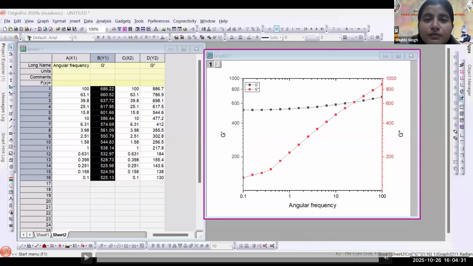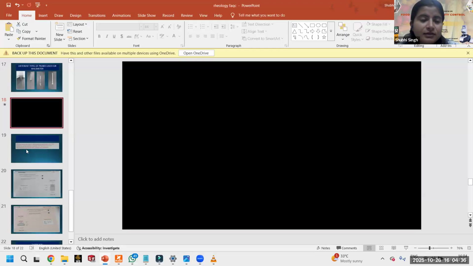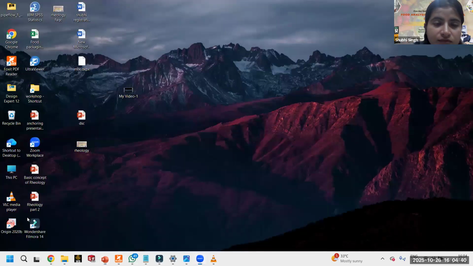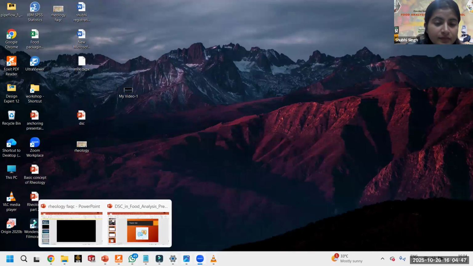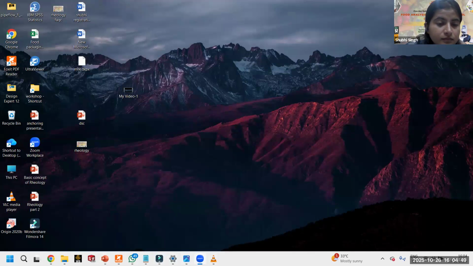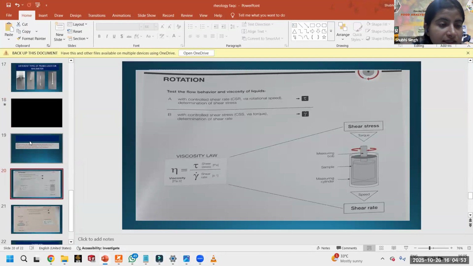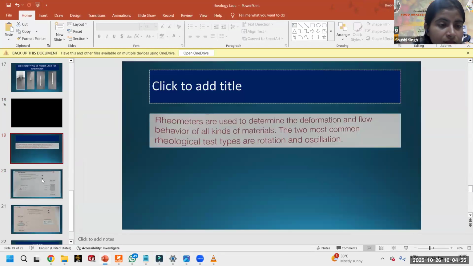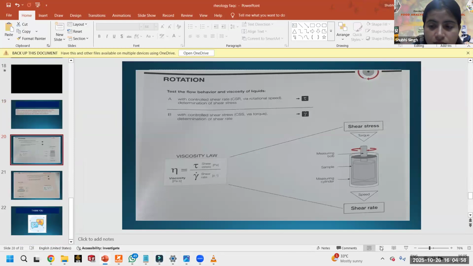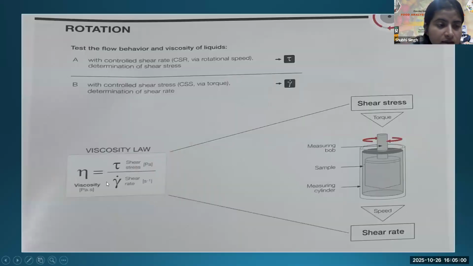So I hope that you all have gained some knowledge of how to plot the graph in the Origin software. So that was the graph data interpretation part, and we have already seen the theory part.